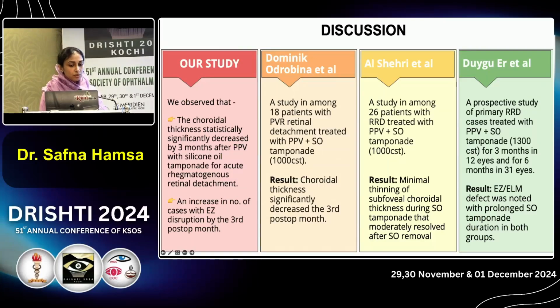In our study, we also noted an increase in the number of cases with ellipsoid zone disruption by the 3rd post-op month, a finding that was consistent with a similar study by Duiguer et al. in patients with acute rhegmatogenous retinal detachment treated with 1300 centistokes of silicone oil tamponade.